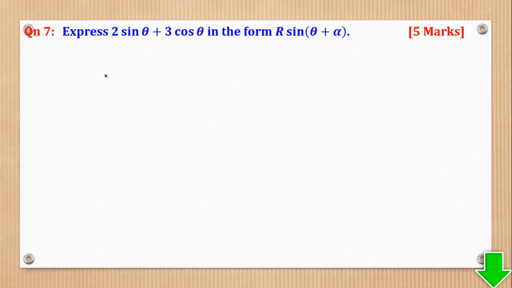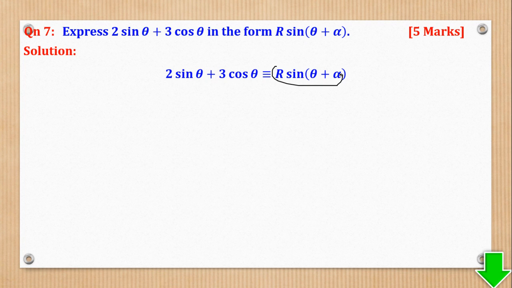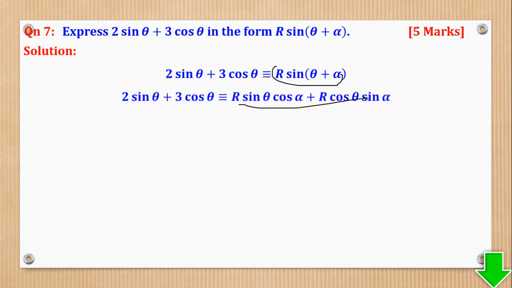Then question 7 is now under trigonometry and says, express this in the form that. That is now our R formula. So I shall first make it equivalent. Note this symbol, equivalent. Then we expand this using the compound angle identity to give you that.